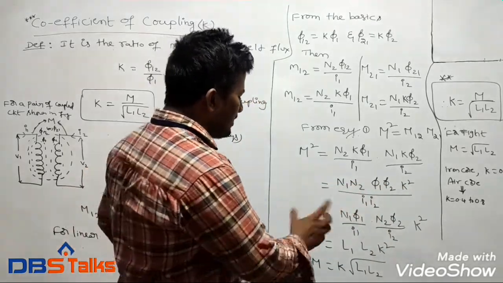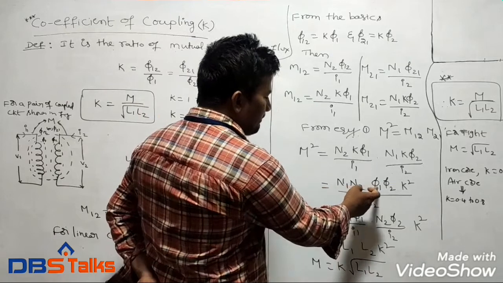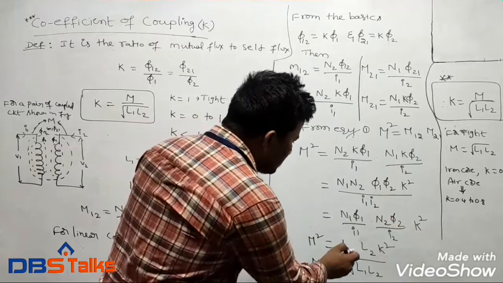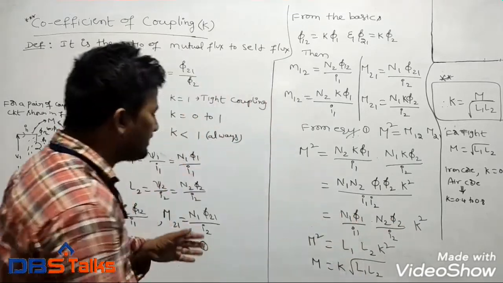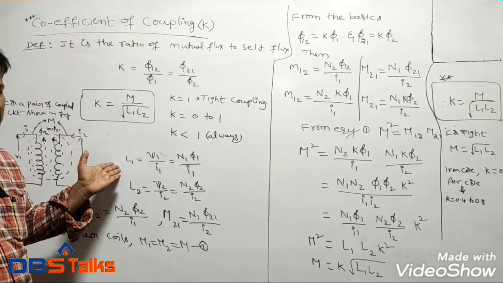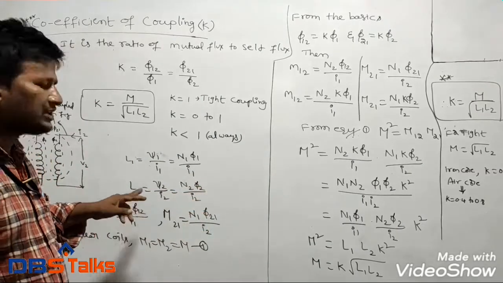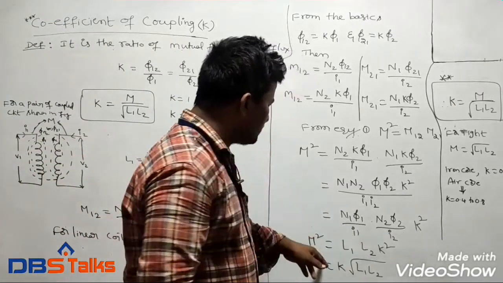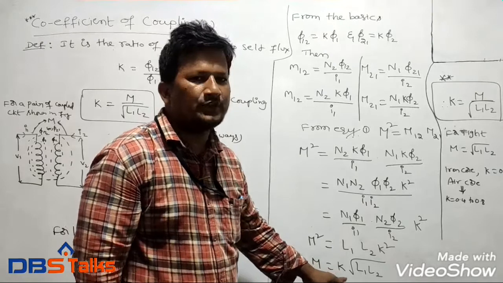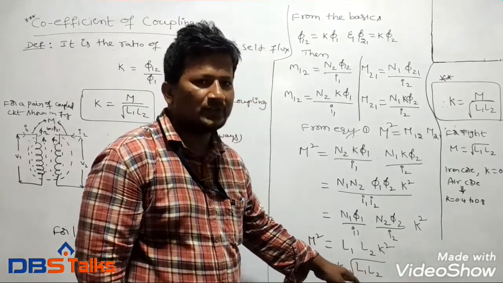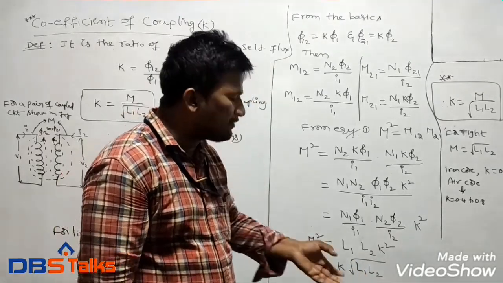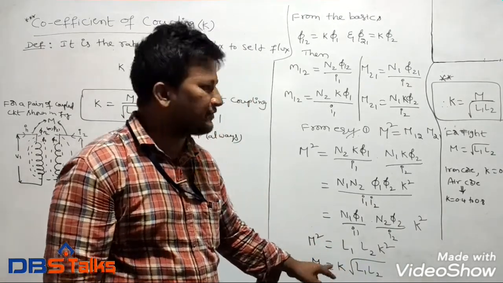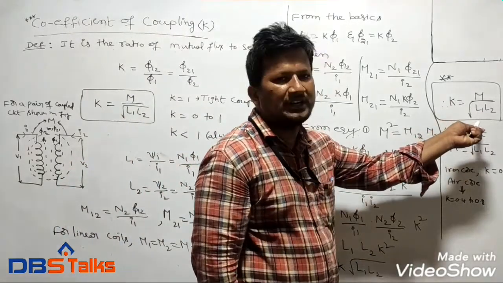Now we have to adjust the parameters: N1 phi1 by I1 times N2 phi2 by I2 times K squared. We know that N1 phi1 by I1 is the measurement of self inductance L1, and N2 phi2 by I2 is the self inductance L2. So M squared equals L1 L2 K squared, so M is equal to K times root of L1 L2. The mutual inductance is the square root of the product of the self inductances of both coils multiplied by the coefficient of coupling K. Therefore K is equal to M by root L1 L2.